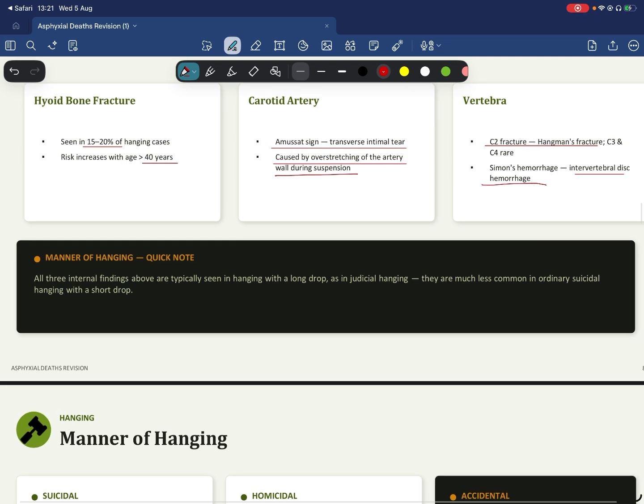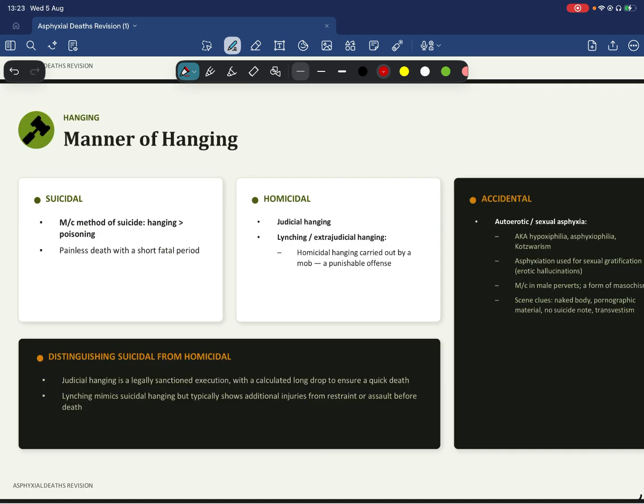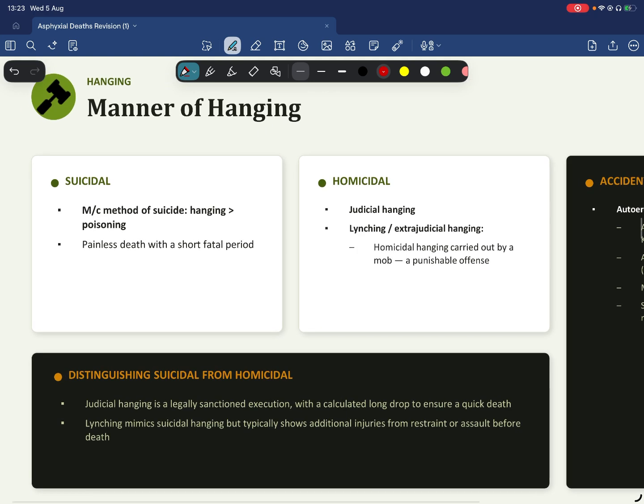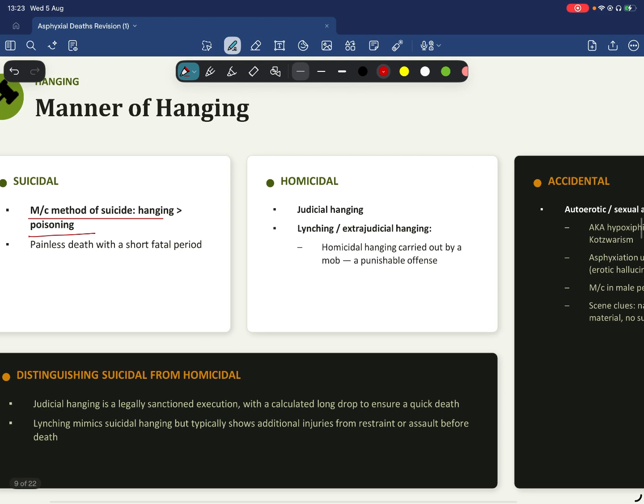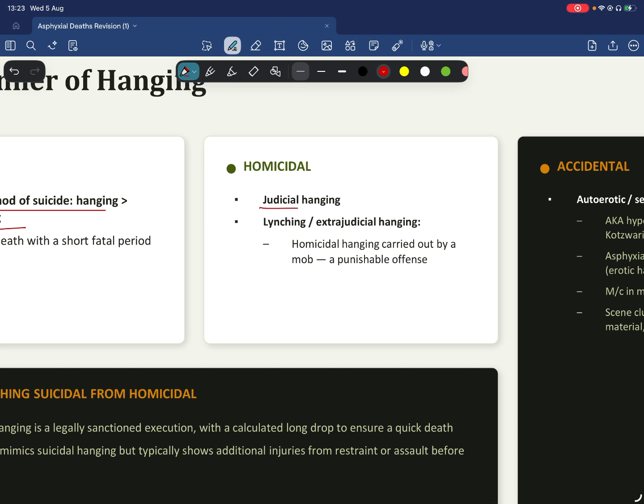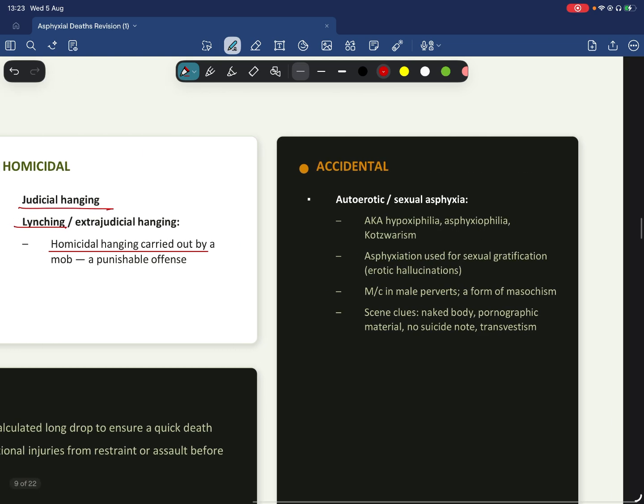The manner of hanging. All three internal findings mentioned above are typically seen in hanging with a long drop, as seen in judicial hanging. They are much less common in ordinary suicidal hanging with a short drop. Hanging may be suicidal, homicidal, or accidental. In suicide, the most common method is hanging, followed by poisoning. It is a painless death with a short fatal period. Homicidal hanging is seen in judicial hanging and lynching. Lynching is a form of homicidal hanging carried out by a mob. It is a punishable offense.